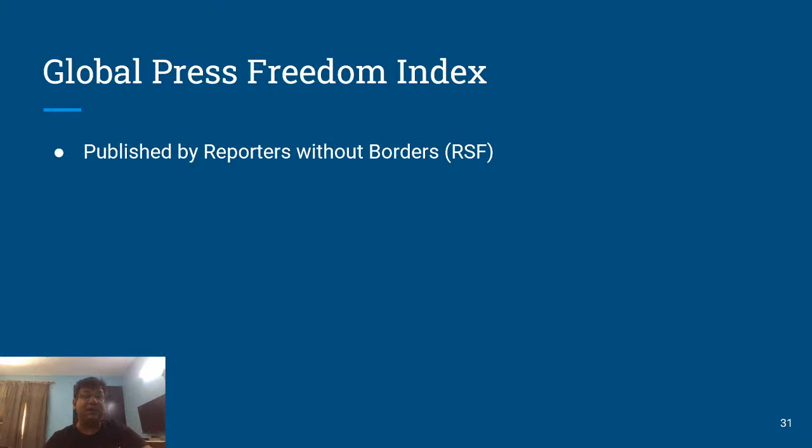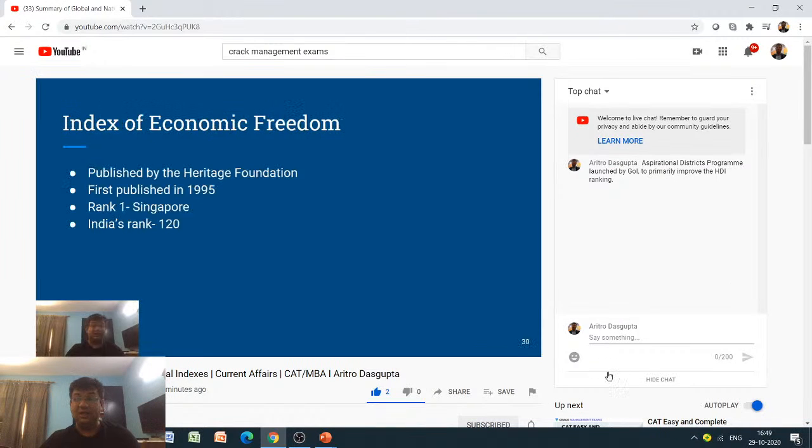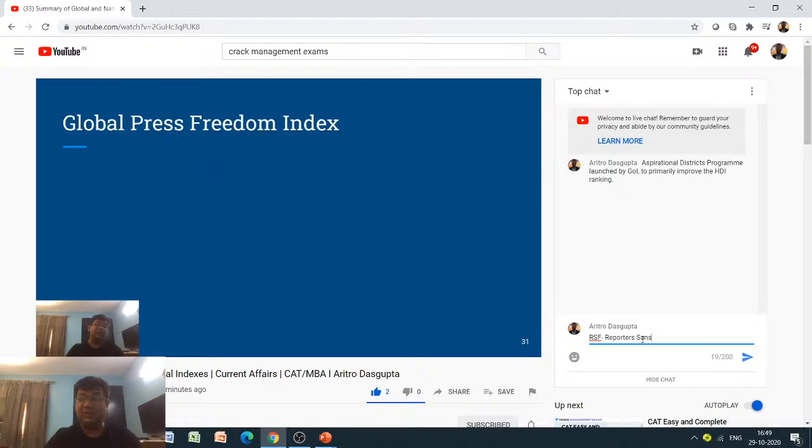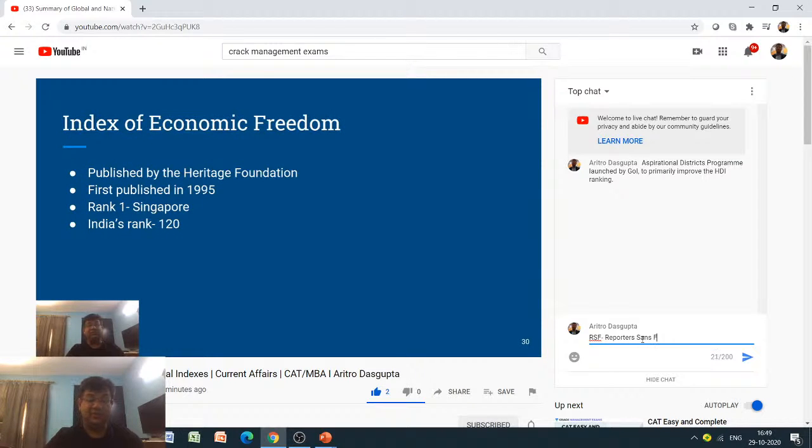Okay, so this is published by an organization. It's called RSF because it's actually a French term, which is why it does not really expand to Reporters Without Borders. Some of you might be thinking it's actually in French, Reporters Sans Frontières. I'll write it down on the YouTube chat window. So RSF stands for Reporters Sans, meaning without, Frontières, something like this. Sans frontiers in English, if I may.